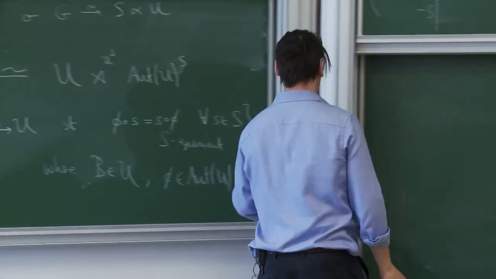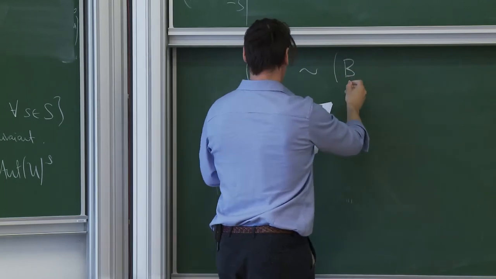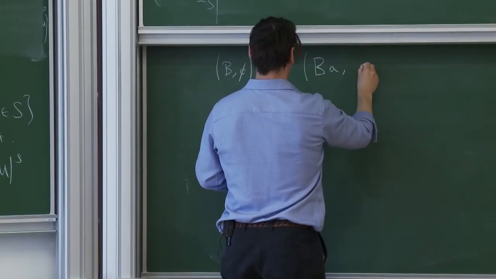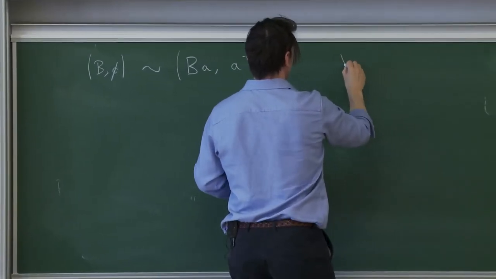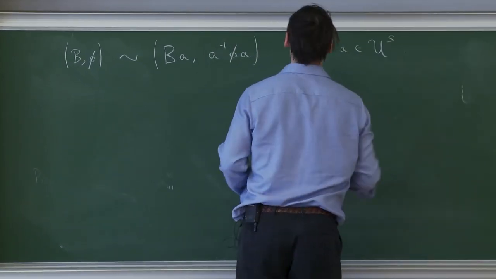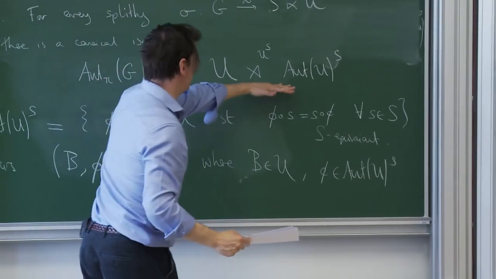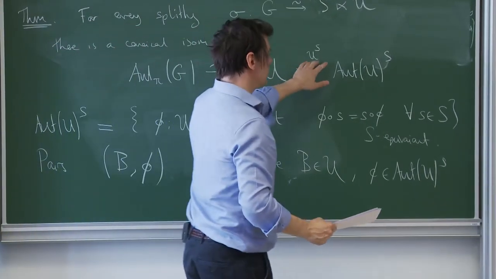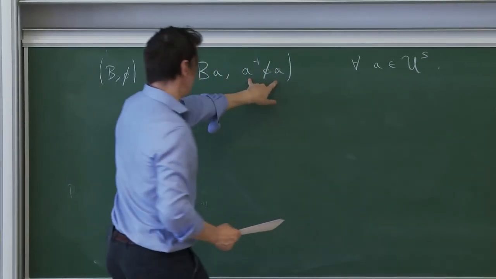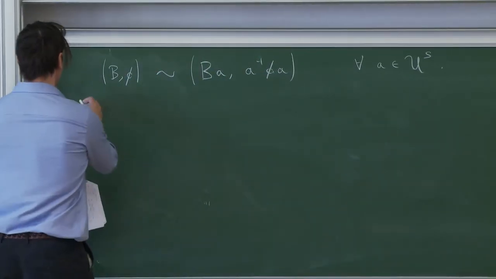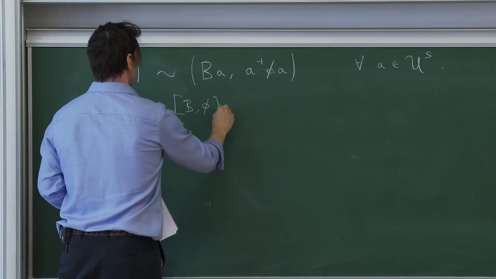And this is an equivalence relation. So we say that a pair B, comma phi is equivalent to B A inverse, phi A. So this is conjugation by an element A, for any S invariant element of U. So this is pairs B, phi. They form a group with the usual semi-direct product law, modulo an equivalence relation, which is multiply on the right by an S invariant element of U and conjugate by an S invariant element of U here. And we denote the equivalence class by square brackets, B phi.